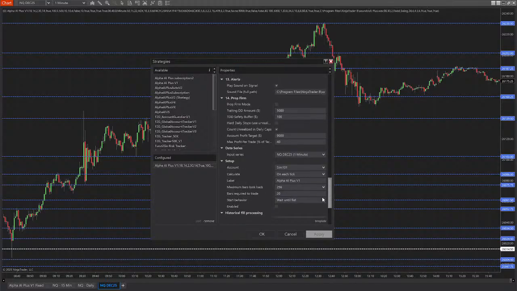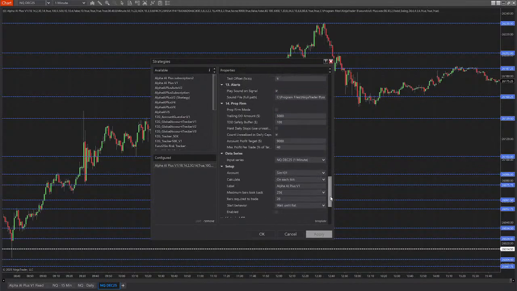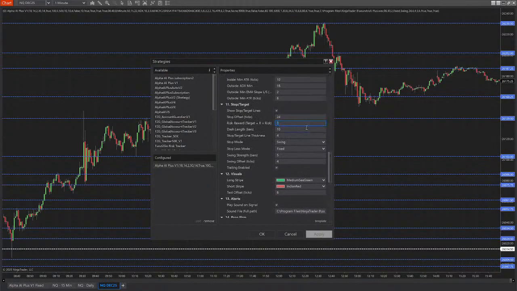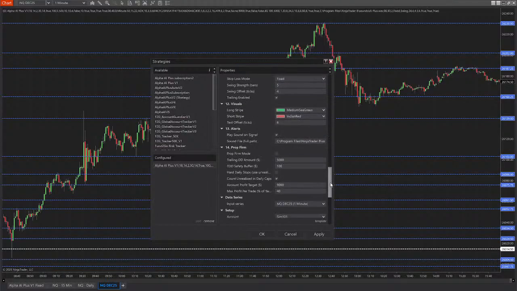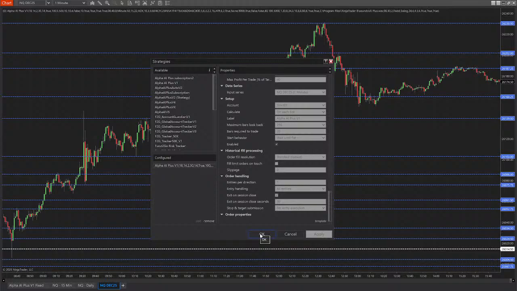Right? Let's see if we make the risk reward 2 to 1. What's going to happen with this 500? Instead of 3 to 1, it's going to be 2 to 1. It's going to be easier to reach. Let's see.